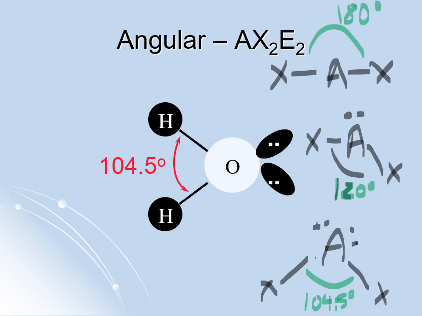So think of that lone pair. If it's not there, the atoms are able to spread out and have a nice linear shape with a 180 angle. If there is a lone pair, they get bent closer together. And if there's two lone pairs, they get bent even closer together. So it goes from 180 to 120 to 104.5.